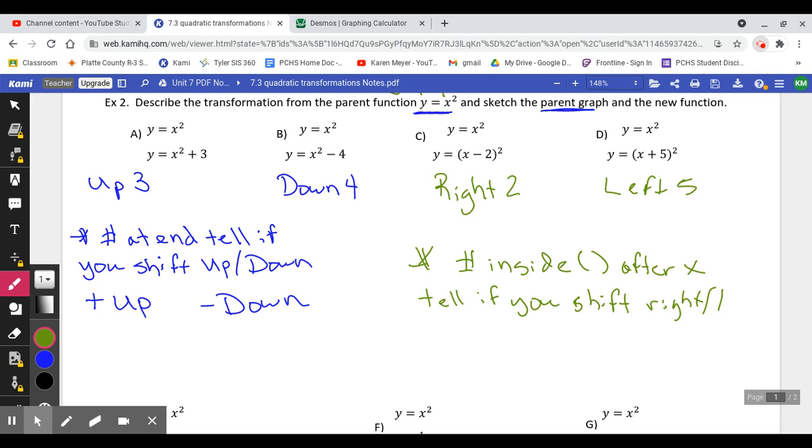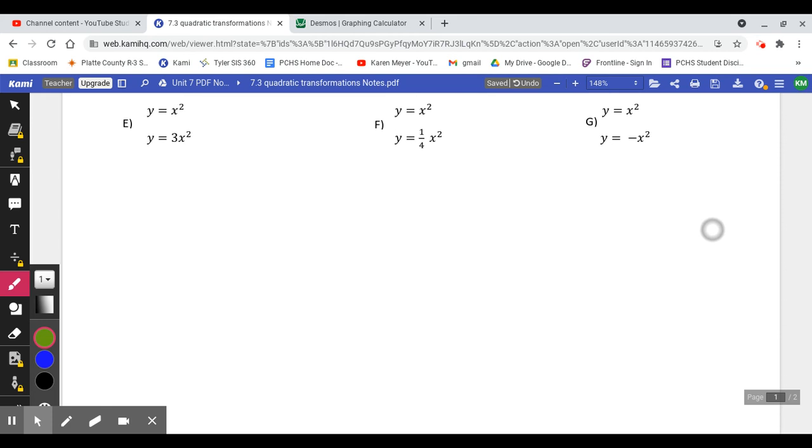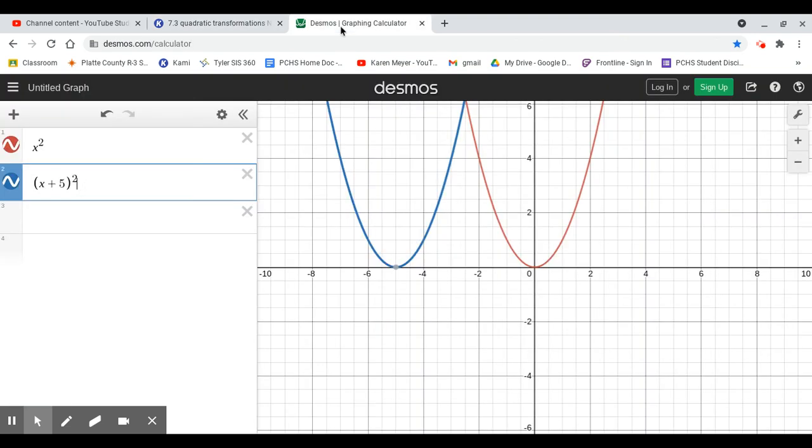But anyway, we were in the process of saying shifts right or left. So remember, it's opposite of how it looks. So OPP, opposite for looks. So if it says plus, you're really going to say left. And if it says minus, you're really going to say right. Okay? So rolling on. Now let's talk about if I place a number in front of x squared.